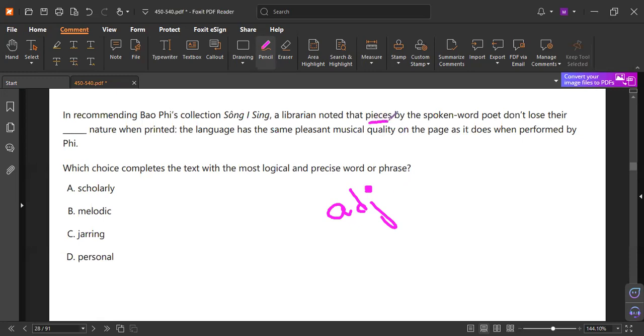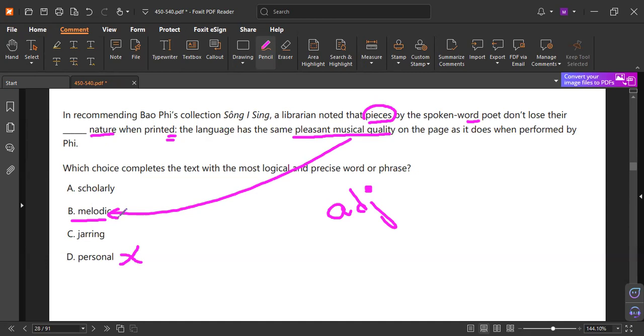He said pieces by the spoken word poet don't lose what? So personal, how pieces personal? Does not make sense. Or melodic. As you know, melodic. Remember, we have calling. It tells you the language that has the same pleasant musical quality, and that is the answer.